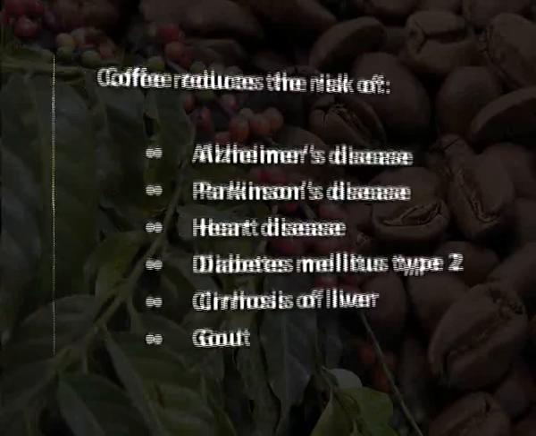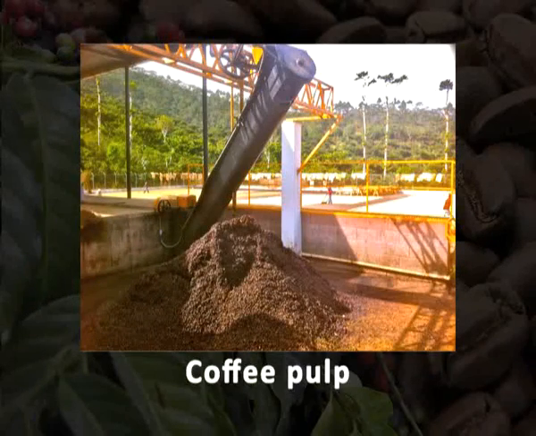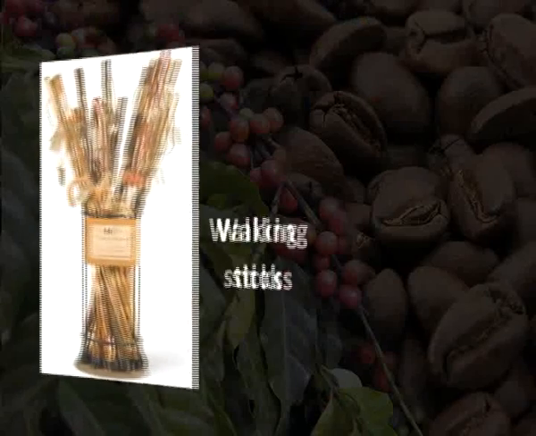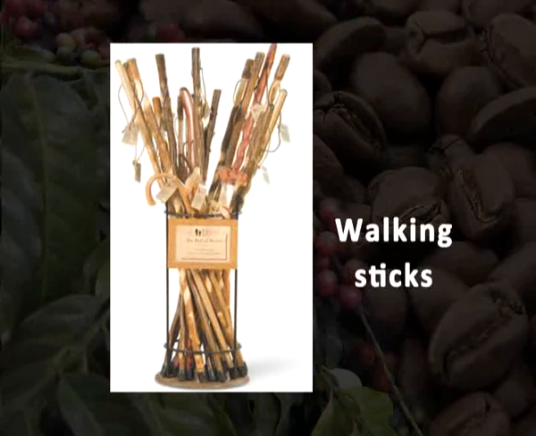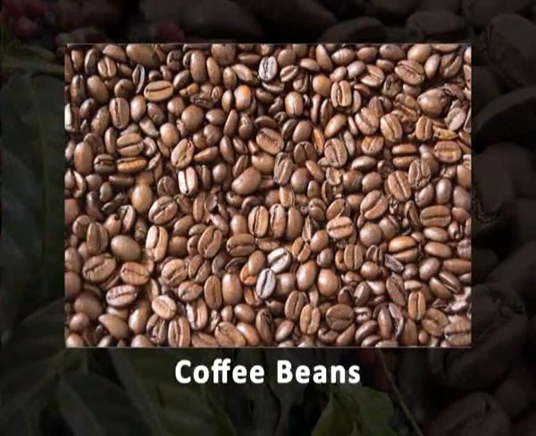and gout. Coffee pulp is used as cattle feed. Its wood is hard and is used as a boxwood and its branches are used as walking sticks. Coffee beans are used in the manufacture of plastic called capsulite.